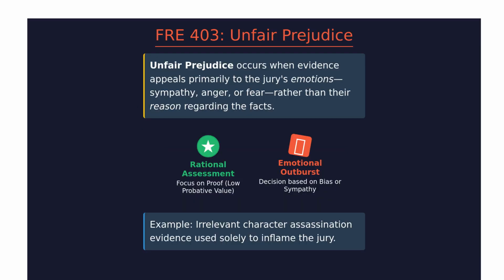We now zero in on the most frequently cited danger in the Rule 403 balancing act: unfair prejudice. What exactly constitutes unfair prejudice? It is not merely that the evidence hurts the opponent's case. All relevant evidence does that. Unfair prejudice arises when the evidence has an undue tendency to appeal to the jury's emotions, their sympathy, anger, or fear, rather than engaging their reason and logic regarding the facts in dispute. When this happens, the jury risks deciding the case based on bias or raw emotion instead of the established evidence.